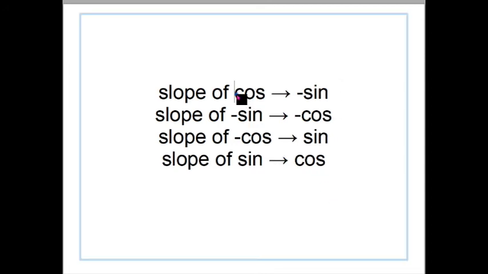So if I have a position versus time graph that's described by a cosine graph, then the velocity versus time is a negative sine. My acceleration versus time is negative cosine. My jerk versus time is sine. Then my snap is cosine, my crackle, my pop, and so on.